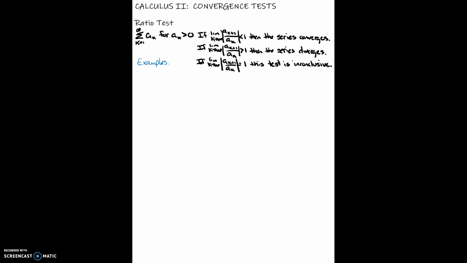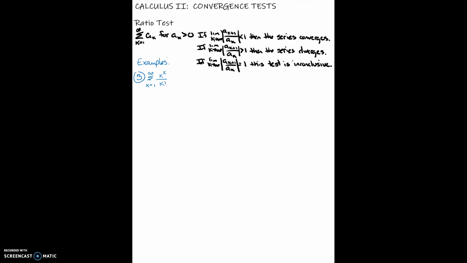Want to go over convergence tests, some more examples of using the ratio test. So let's try the sum as k goes from 1 to infinity of k raised to the k over k factorial.